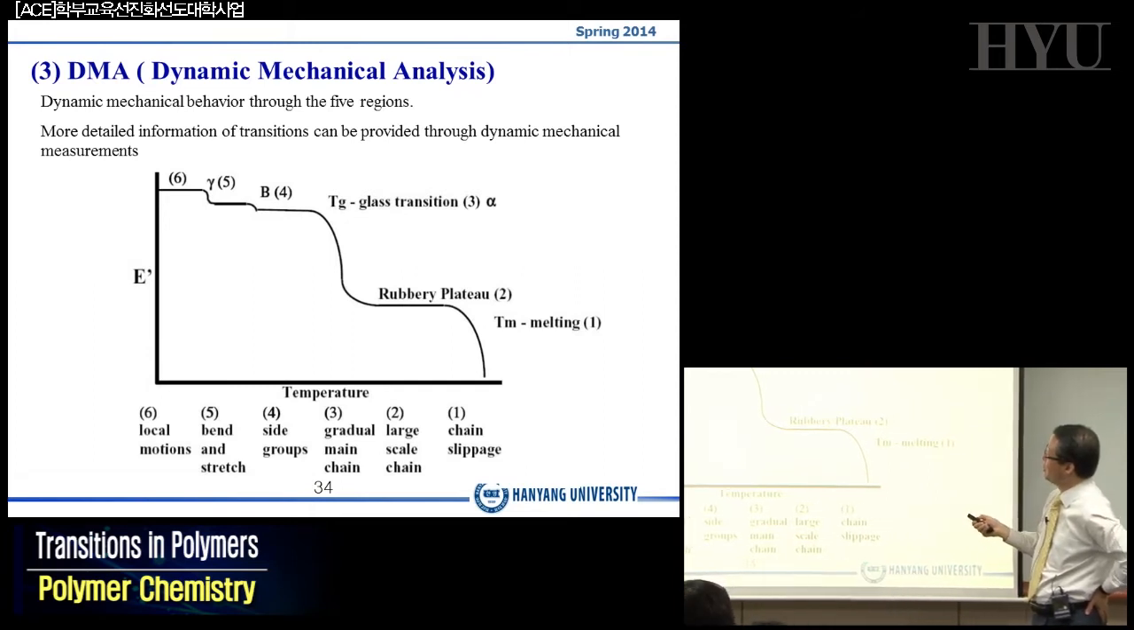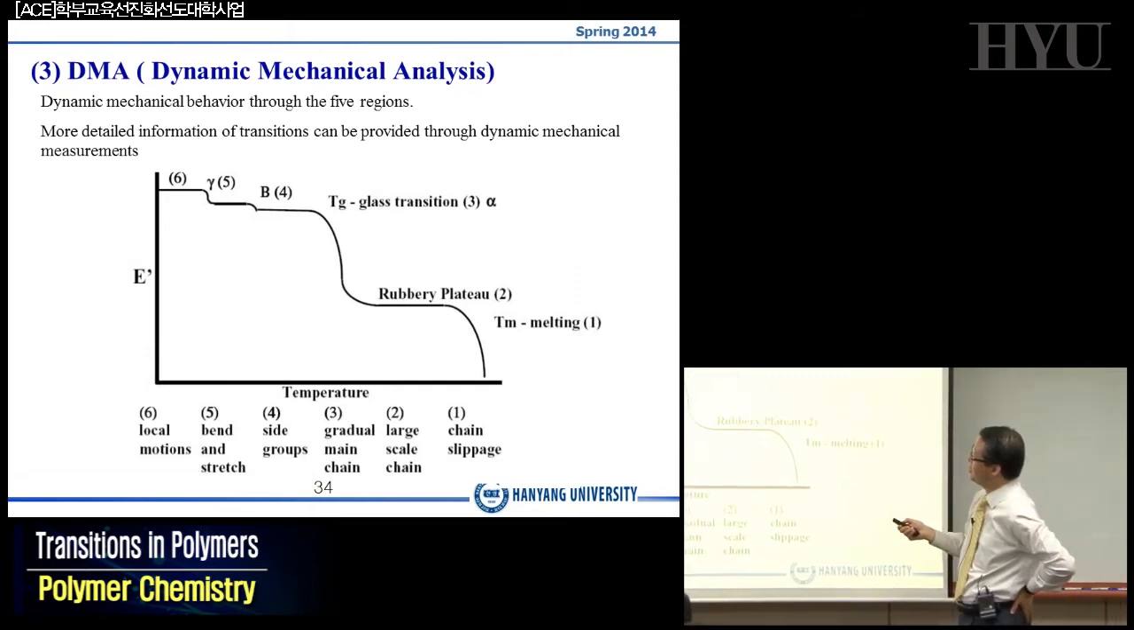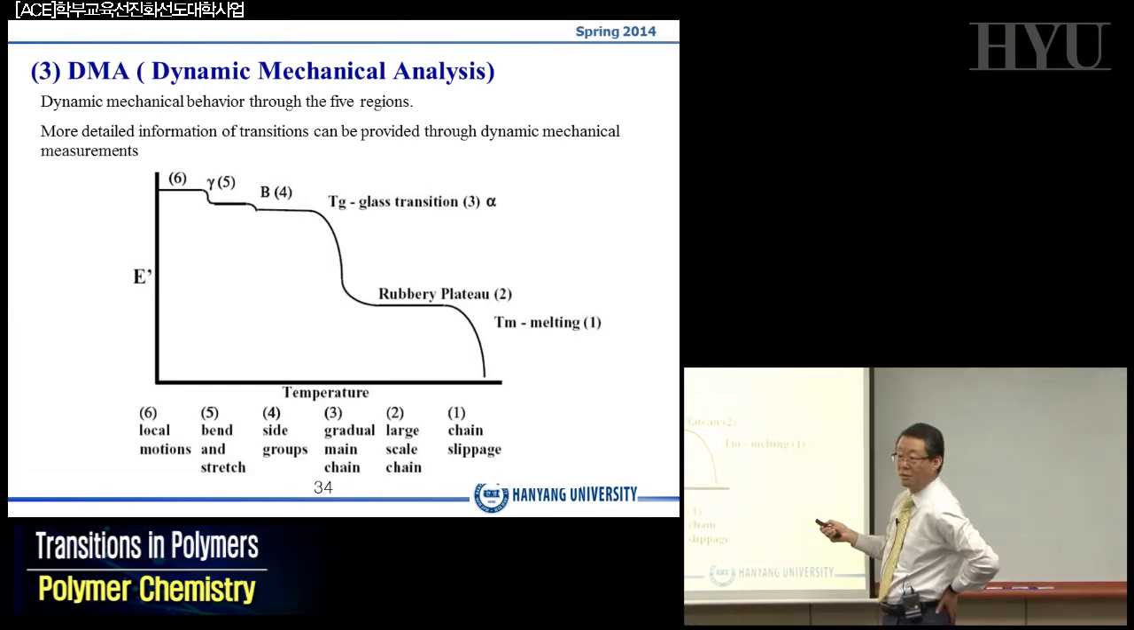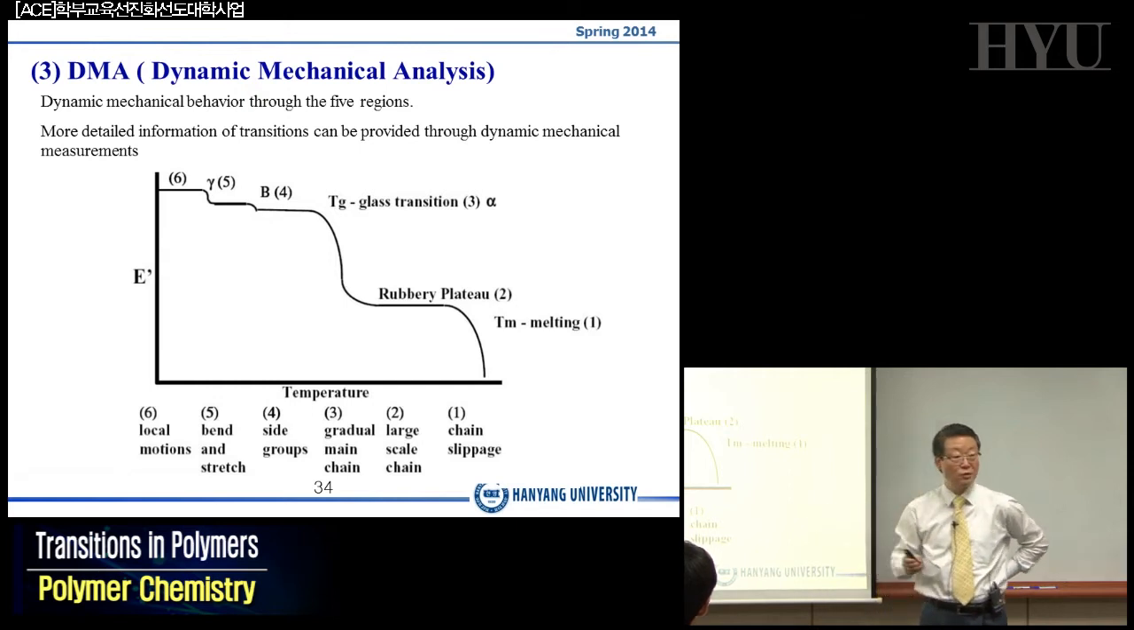Now, the modulus might be linear, but it's decreasing. This might be some other transitions, and this is the primary transition. That's why they call this the alpha transition. They may have some transitions which are called the beta transition or gamma transition, and these transitions might be different from glass transition temperatures.